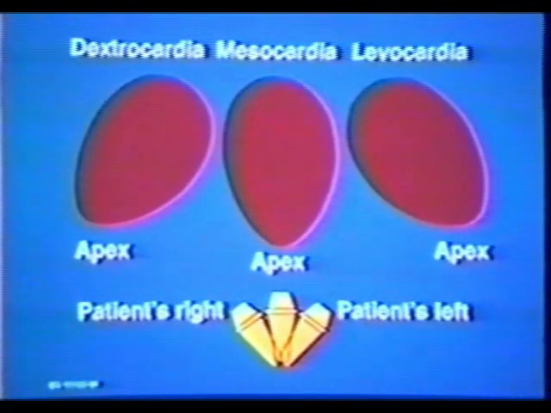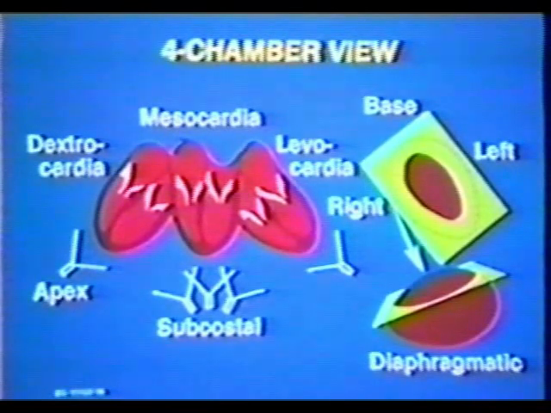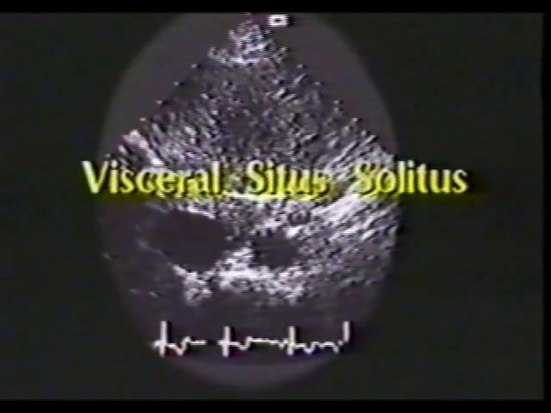It is important to remember that the image orientation of each view is the same regardless of cardiac situs. This point is schematically shown here. Study this schematic so that you can become familiar with image orientation. The next step is to establish the visceral situs.